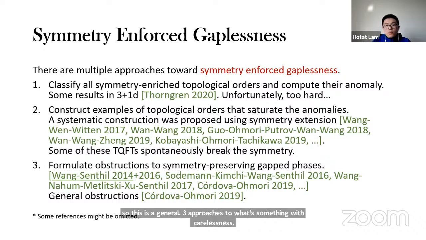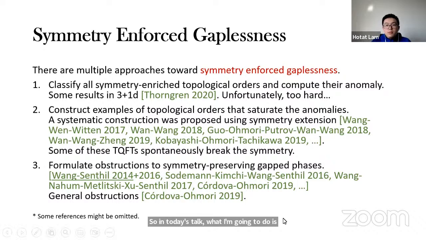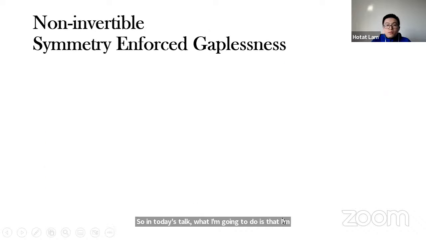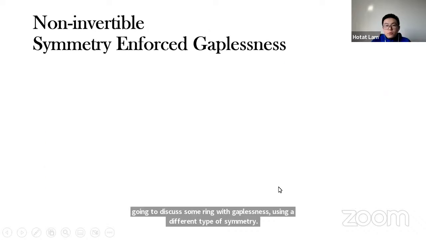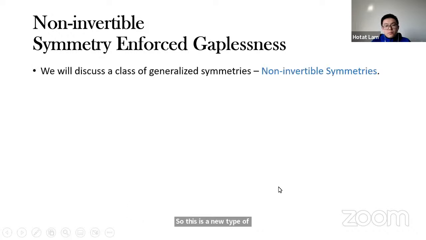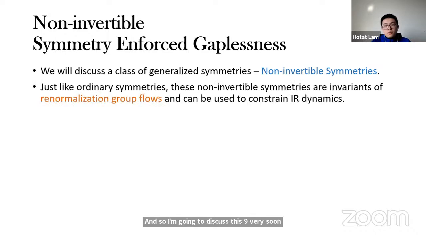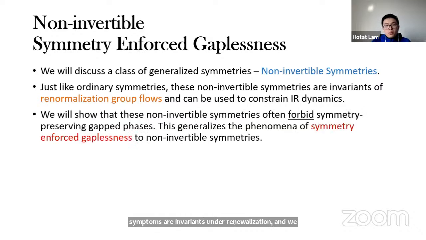So in today's talk, I'm going to discuss symmetry-enforced gaplessness using a different type of symmetry. This is a new type of symmetry known as non-invertible symmetries. I'm going to discuss these non-invertible symmetries and argue that, just like ordinary symmetries, they are invariants under renormalization group flow, and we can then use them to constrain the infrared dynamics. In particular, I'm going to show that these non-invertible symmetries often forbid symmetry-preserving gapped phases. This generalizes the phenomenon of symmetry-enforced gaplessness to non-invertible symmetries.